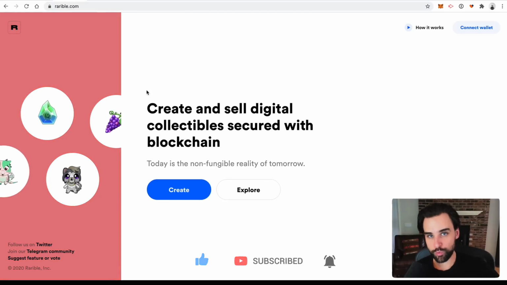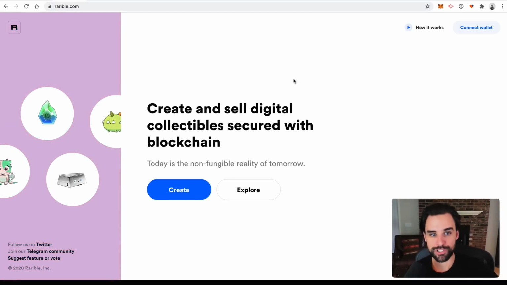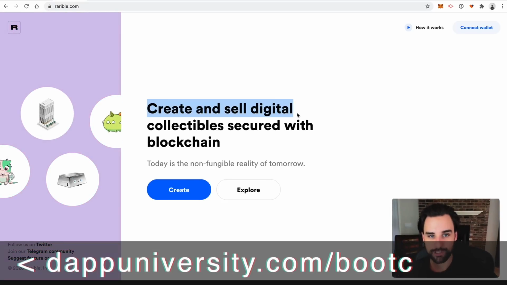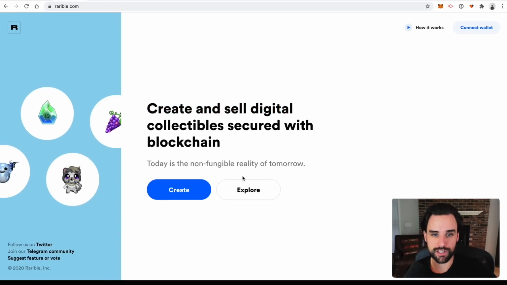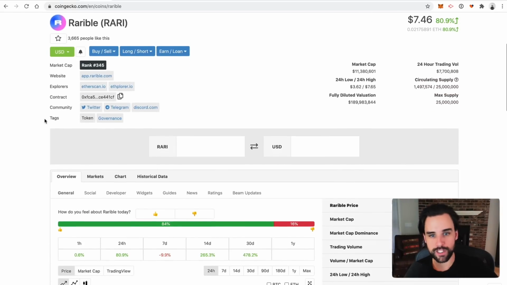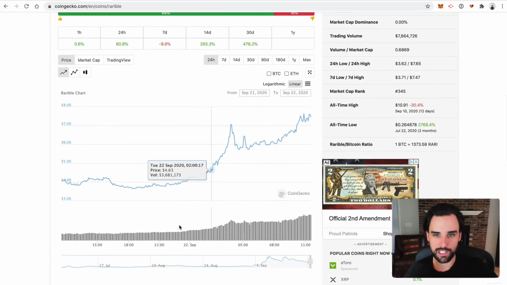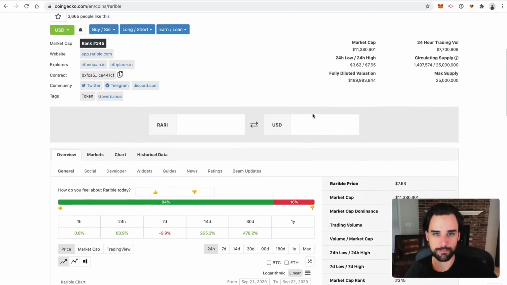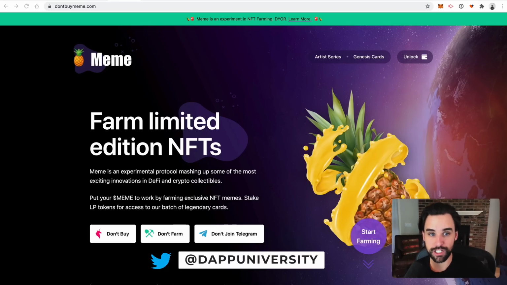So another project is Wearable, and this is a really hot one that people are talking about because you can create and sell digital collectibles yourself on the blockchain. They use NFTs to manage this. And they also have their own Rarity token that's performed really well while a lot of the other DeFi projects have been going down. So another hot project is Meme, which I talked about earlier.